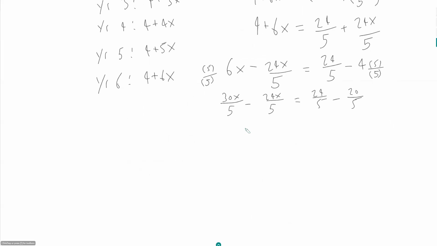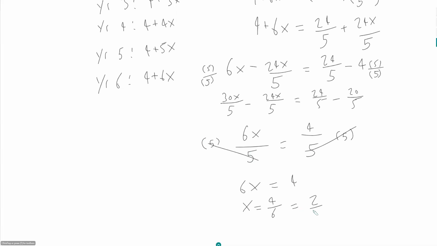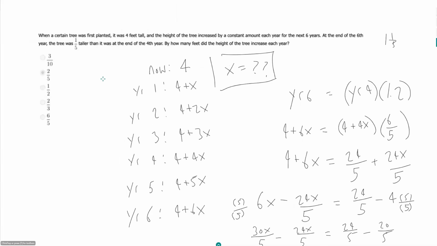So then what do I get? I get 6x over 5 is equal to 4 over 5. And then I can just cross multiply here, or actually I'm just going to multiply each side by 5. And that leaves me with 6x is equal to 4. x is equal to 4/6, which is 2/3, which hopefully is one of my answer choices. D.